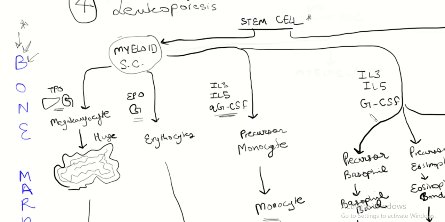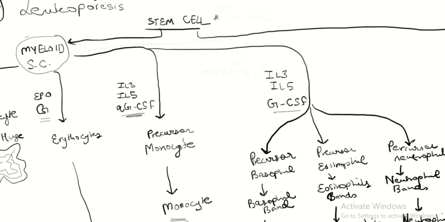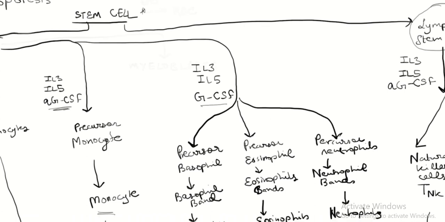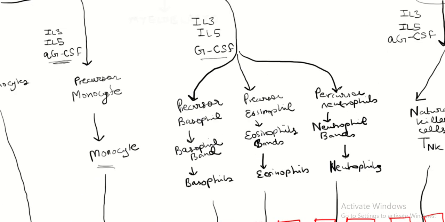Next, now I introduce granulocyte colony stimulating factor. Okay. So remember I gave it agranulocyte stimulating factor. Now I give it granulocyte stimulating factor. Okay. And when I do that, I get 3 cell lines. And because they are being stimulated by granulocyte colony stimulating factors, they are all going to have granules in there.